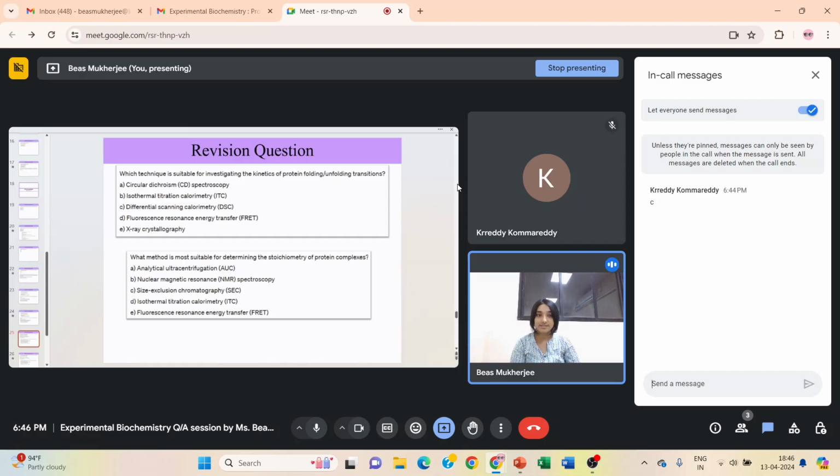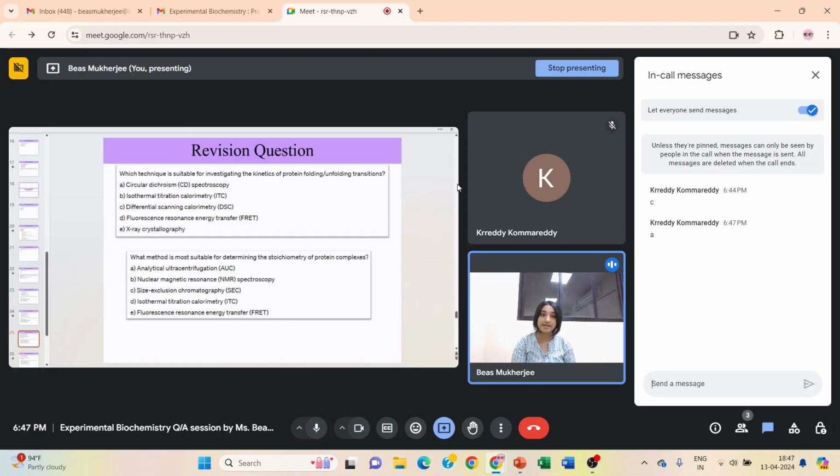What is the next question? Next question is, which method is most suitable for determining the stoichiometry of a protein complex? So, analytical ultracentrifuge, NMR, size exclusion chromatography, isothermal titration calorimetry, and fluorescence resonance energy transfer. Which would be most suitable? So in this case, you are saying that it is analytical ultracentrifugation.